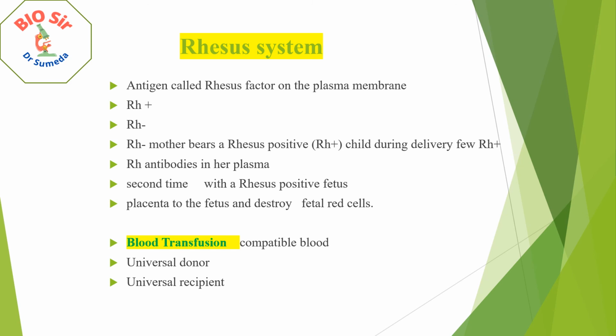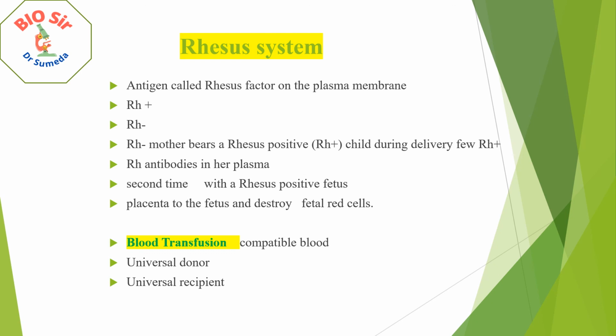If an Rh negative mother bears a rhesus positive child, during the delivery a few rhesus positive blood cells can go into the mother's blood, and there may be formation of antibody to the rhesus factor. With a second pregnancy, this antibody in the mother's plasma can go into the rhesus positive fetus, and this antibody will destroy the fetal red cells.